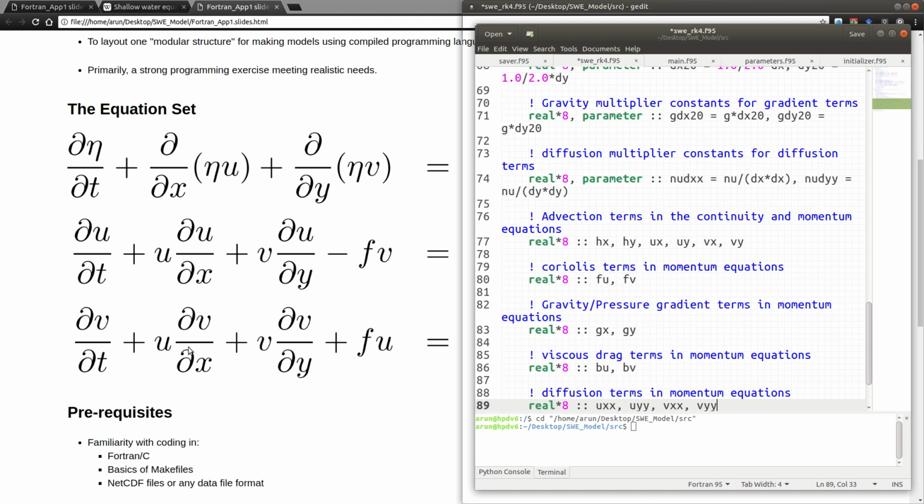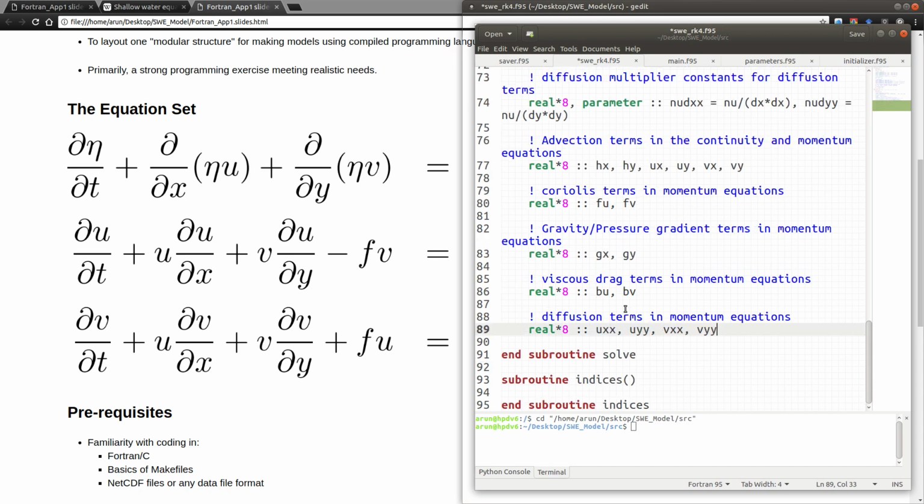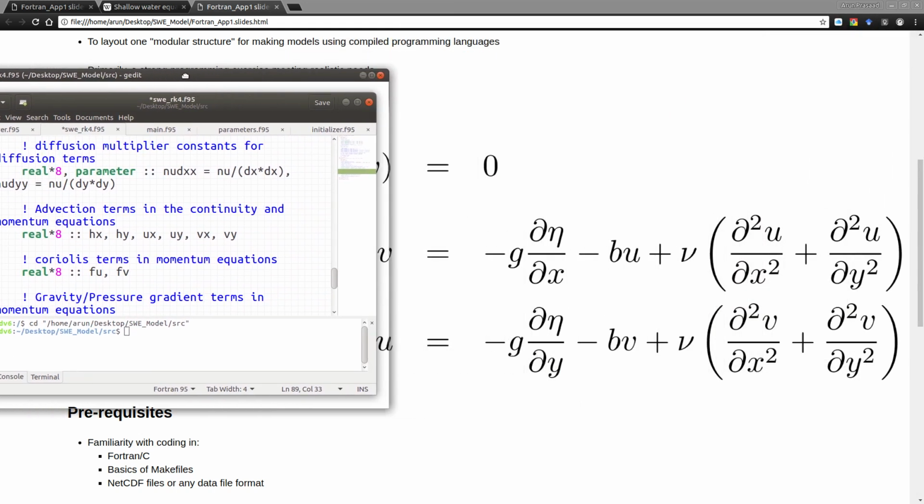Okay, and then similarly this is vx and this is vy, and then the Coriolis components fu and fv are actually these terms. This is fv and this is fu. All right, and now what we have is the gravity or pressure gradient terms.